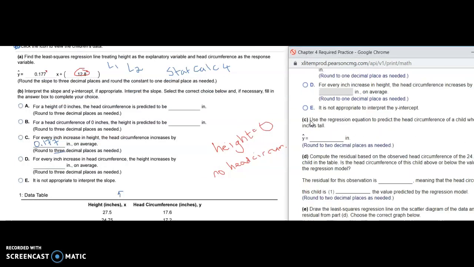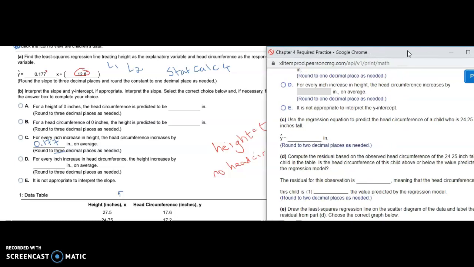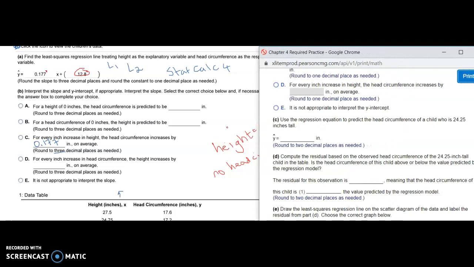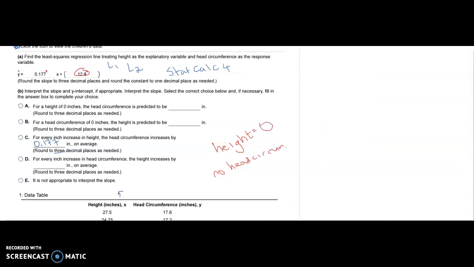So part C says to use the regression equation to predict the head circumference of a child who is 24.25 inches tall. Now your question is going to have a different number here because I couldn't get your full question to print for some reason. So, oops, pull that back up.